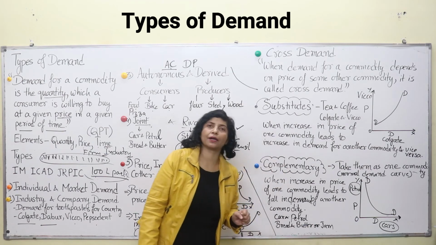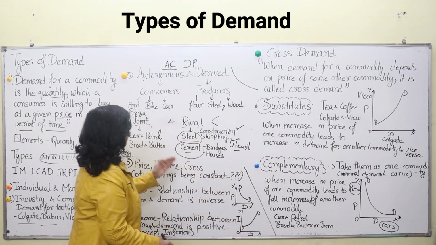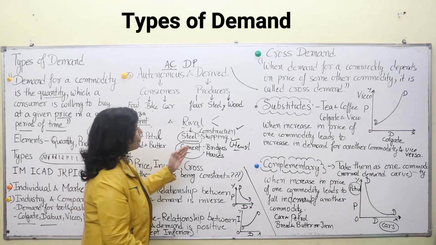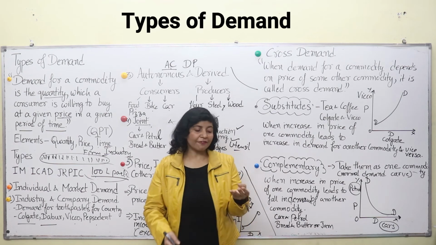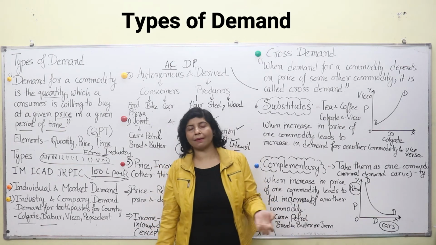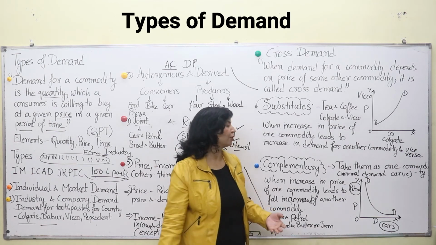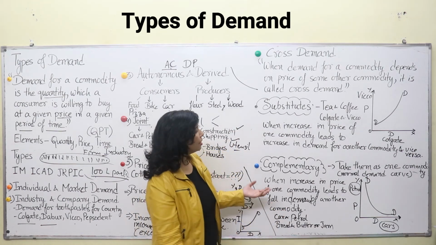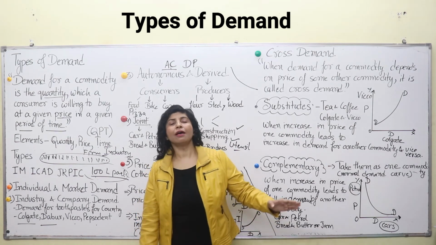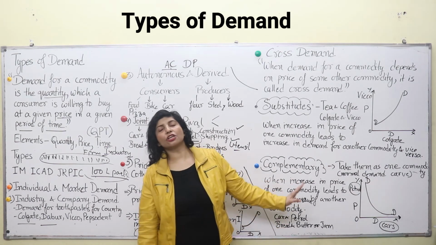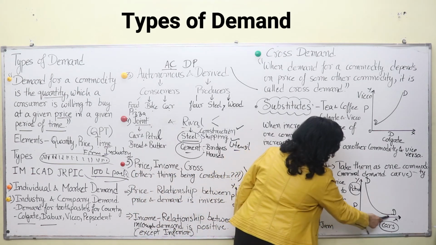Then comes complementary goods. You can take complementary goods as joint commodities. That is joint demand. How? Because complementary commodities are the commodities which are used jointly. Take for example bread and butter, bread and jam, car and petrol, or ink and marker. Just now I told you lens and your camera. So these are all joint demands, and the curve for complementary demand is also negative sloping.